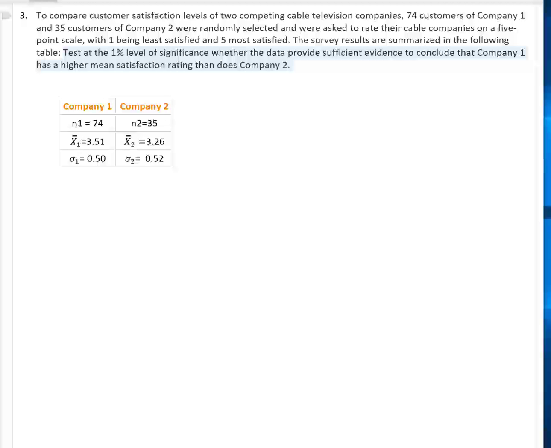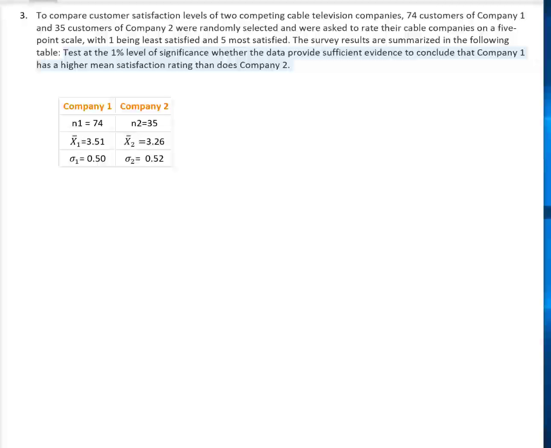Okay, next question. These samples are independent now. To compare customer satisfaction levels of two competing cable television companies, 74 customers of company 1 and 35 customers of company 2 were randomly selected. So you see they're independent. They're customers from two different companies. They were asked to rate their cable companies on a 5-point scale, with 1 being the least satisfied and 5 most satisfied. The survey results are summarized in the following table. Test at the 1% level of significance that the data provides sufficient evidence to conclude that company 1 has a higher satisfaction rate than company 2.